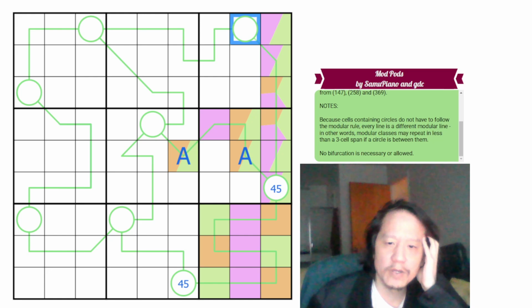This can't be pink, so this is green or orange. Oh, these can't be pink. These are green or orange, and this has to be green or orange, because all of these are pink.